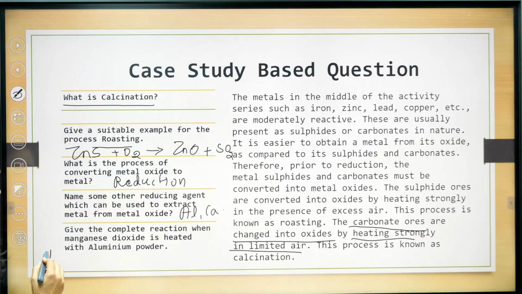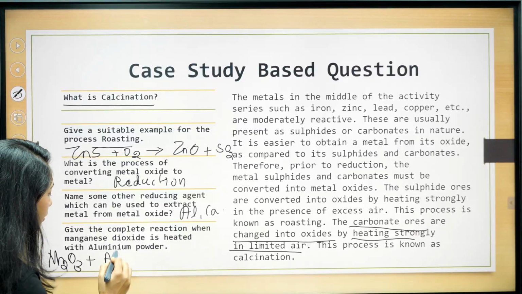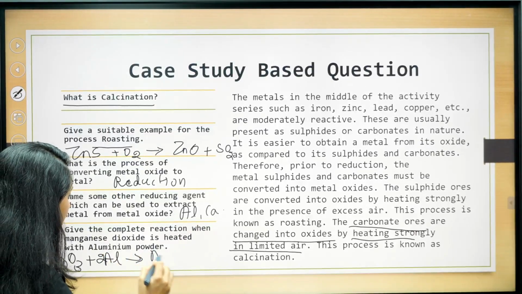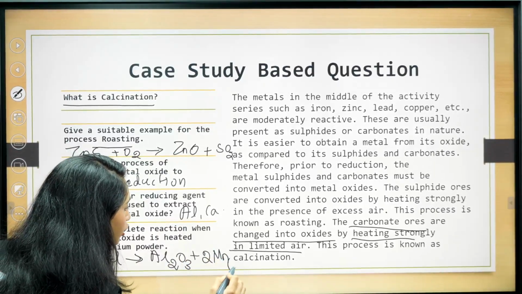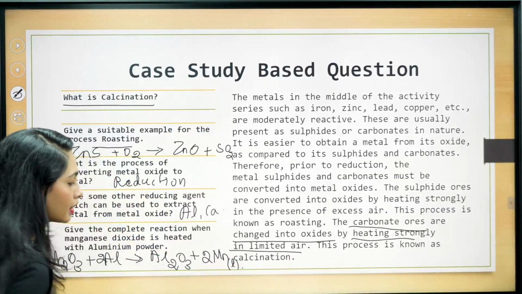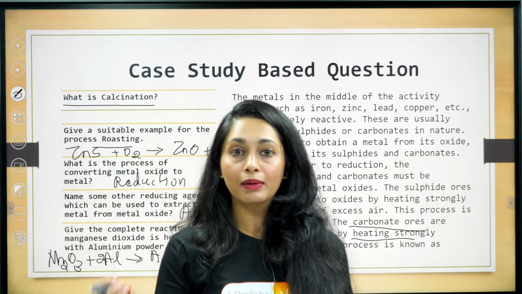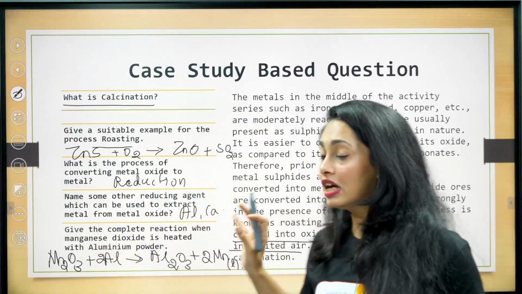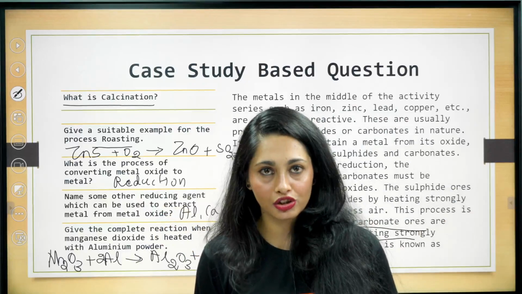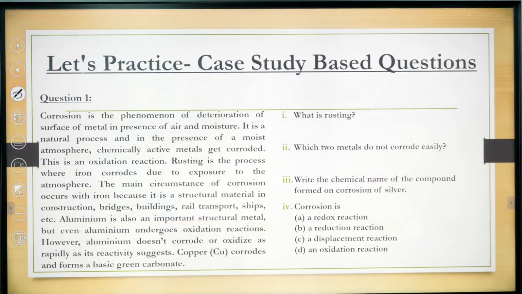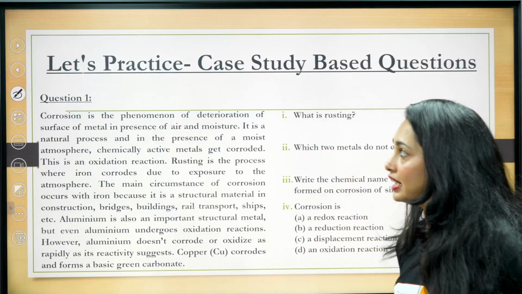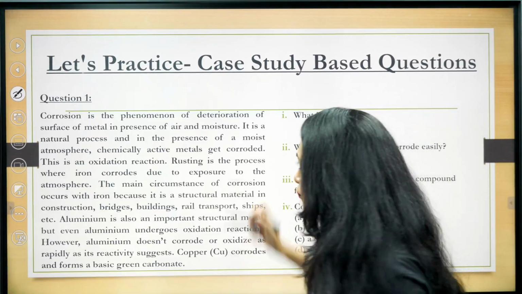So you already have this: Mn2O3 reacts with aluminium to give Al2O3 and 2Mn. This is the aluminothermy process, and the metal will be in a molten state because it is a highly exothermic reaction. So this is one of the examples of a case study based question. Next we have another one. Let's practice. This is for your homework.